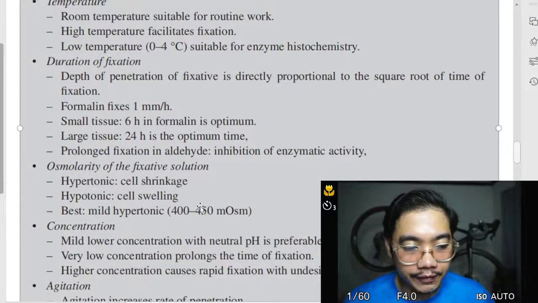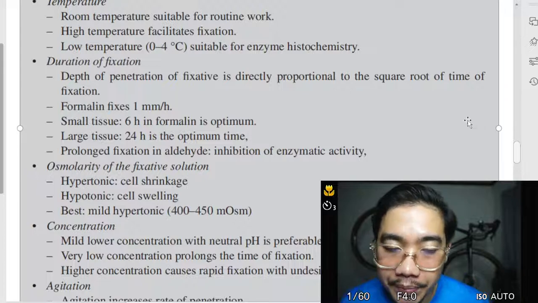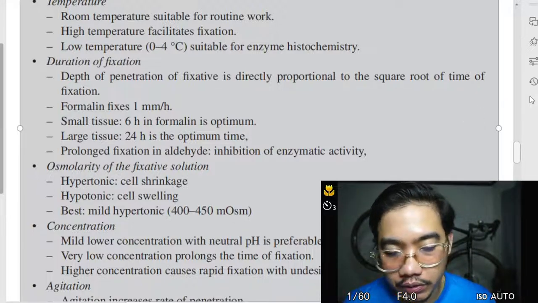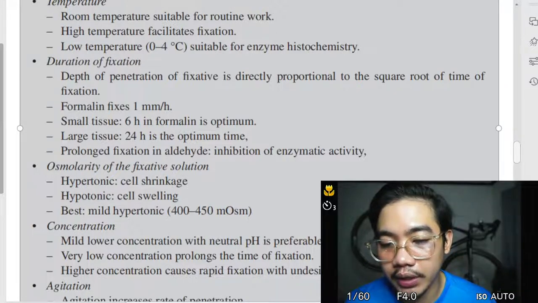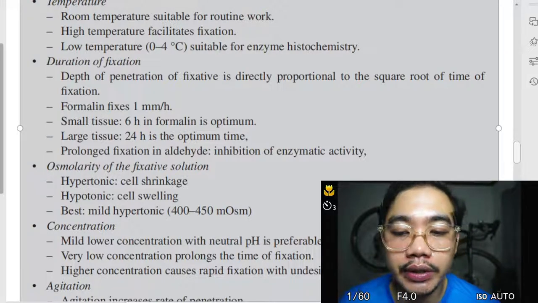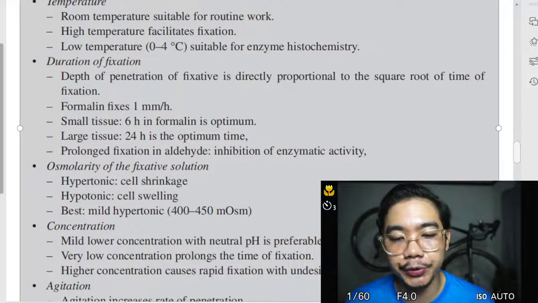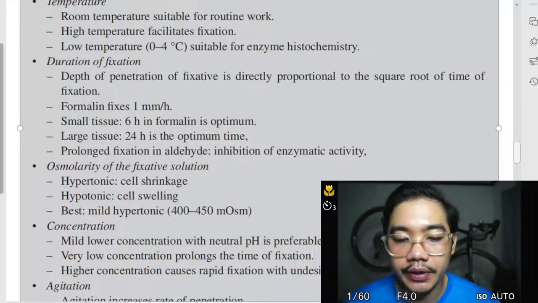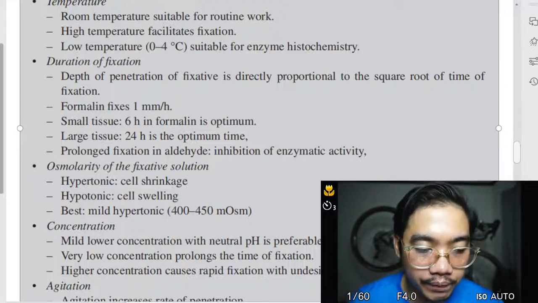Osmolarity of fixative solution, like I said earlier, pag hypertonic mag-shrink siya, tapos kung hypotonic, cell swelling, no? So this cell swelling is usually seen in your glacial acetic acid fixatives, but we rarely use it. The best hypertonic is 400 to 450 milliosmoles.